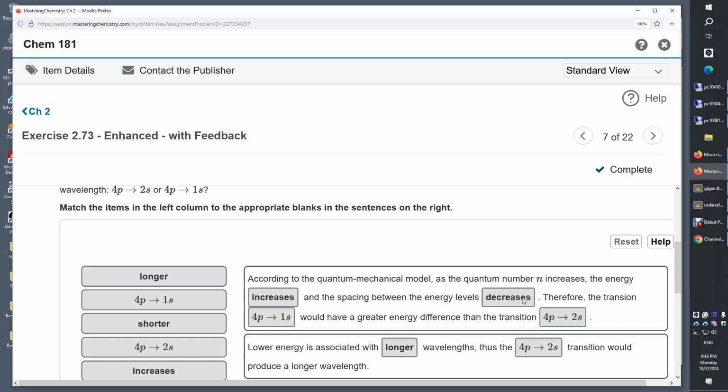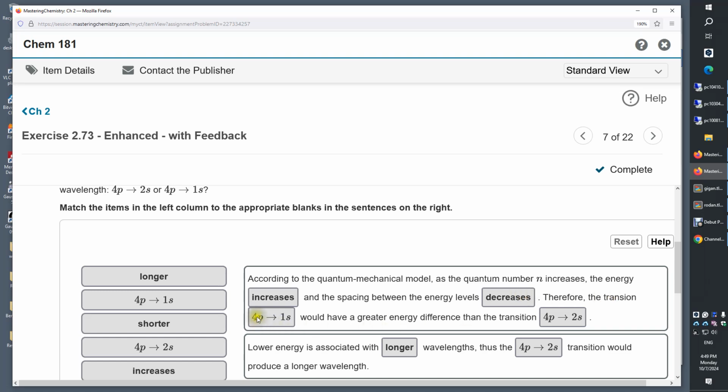The energy level between 1 and 2 is fairly large. The energy level between 3 and 4 is much smaller. Only because 1 over 1 squared minus 1 over 2 squared is 0.75, while 1 over 3 squared minus 1 over 4 squared, I think, is less than 0.1. So you can see as n increases, the energy spacing gets smaller and smaller.